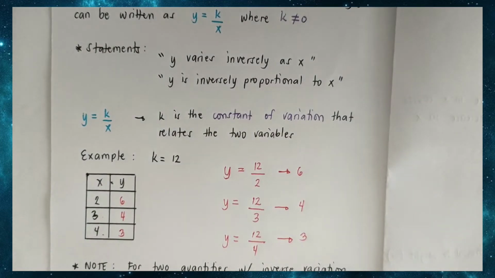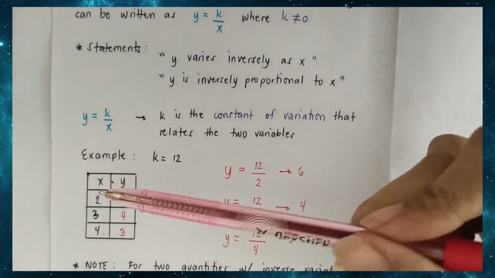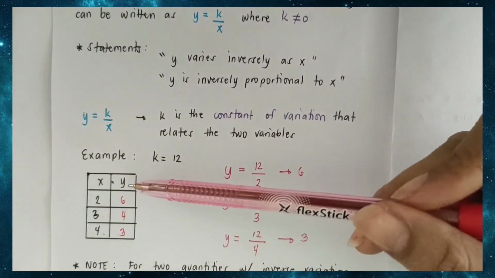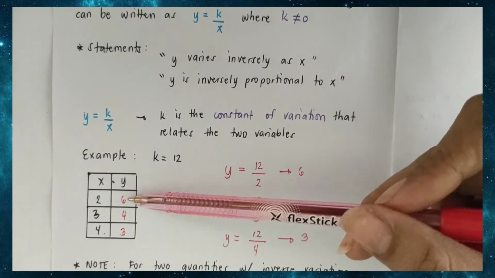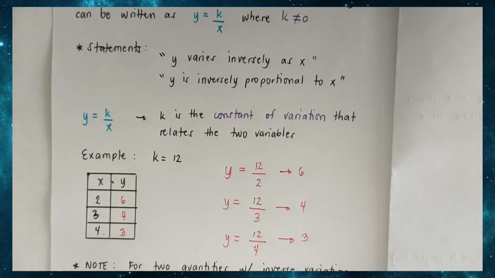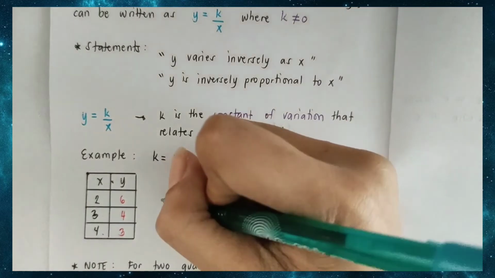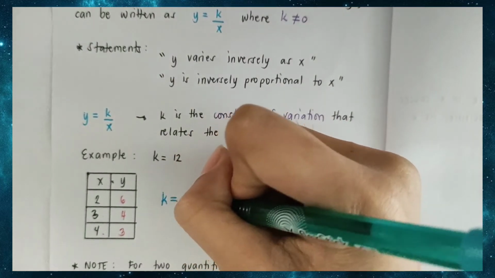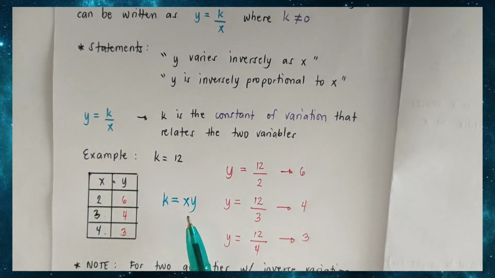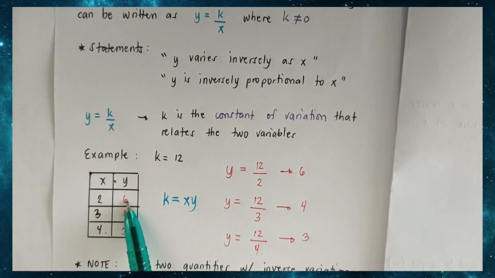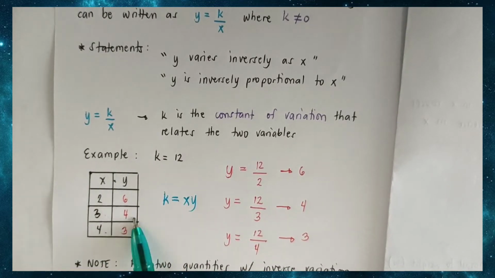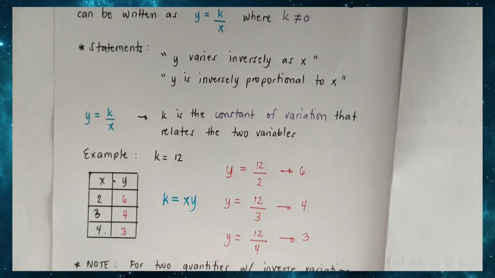Now, as we analyze it, when our x increases 2, 3, 4, our y decreases. So this is an inverse variation, 6, 4, and 3. Now to compute for the constant or the k, we can also use this formula. K is equal to xy. If we multiply x and y, for example, 2 times 6, our k is 12. 3 times 4, our k is 12. And then 4 times 3, still our k is 12.